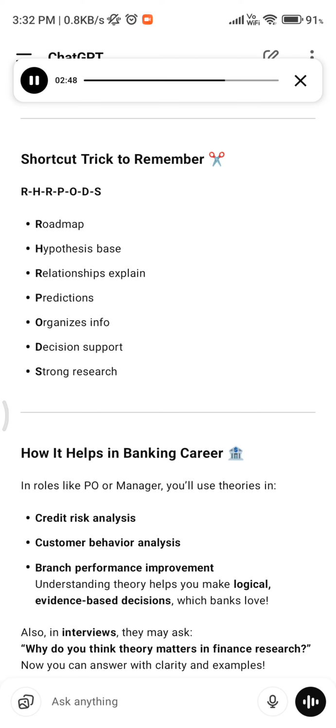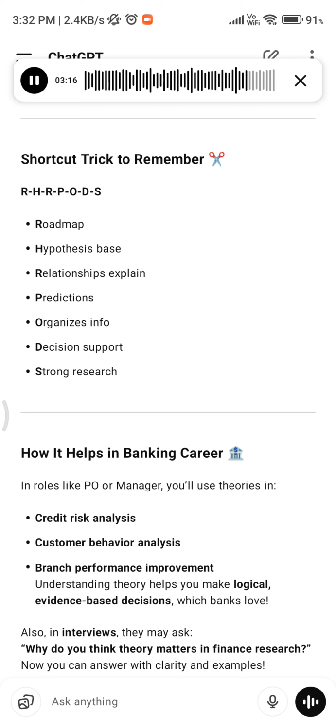How it helps in banking career. In roles like PO or manager, you'll use theories in credit risk analysis, customer behavior analysis, and branch performance improvement. Understanding theory helps you make logical, evidence-based decisions, which banks love. Also, in interviews, they may ask, why do you think theory matters in finance research? Now you can answer with clarity and examples.